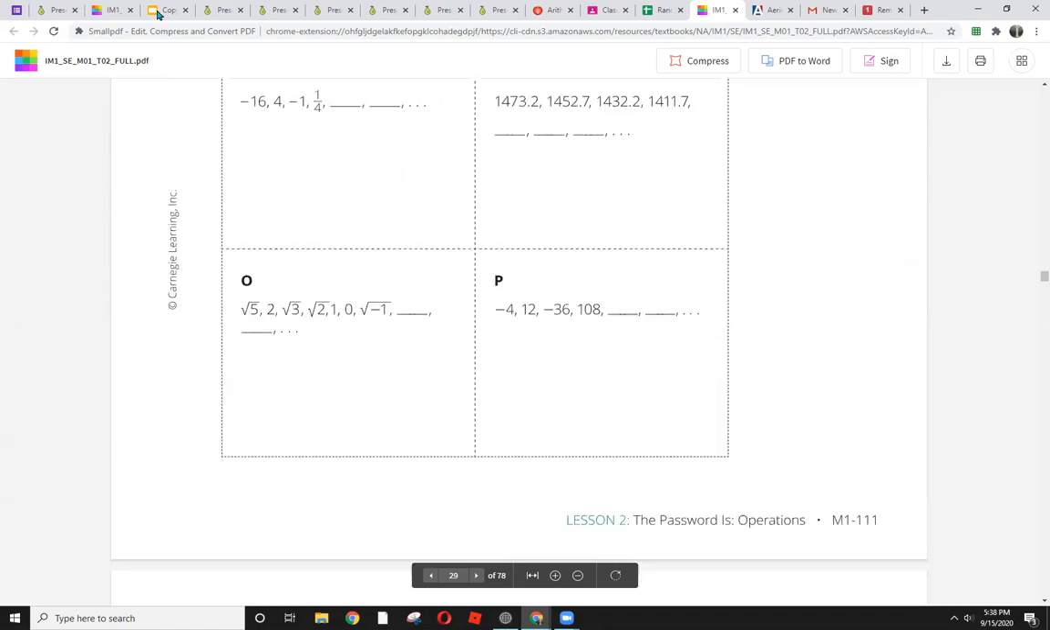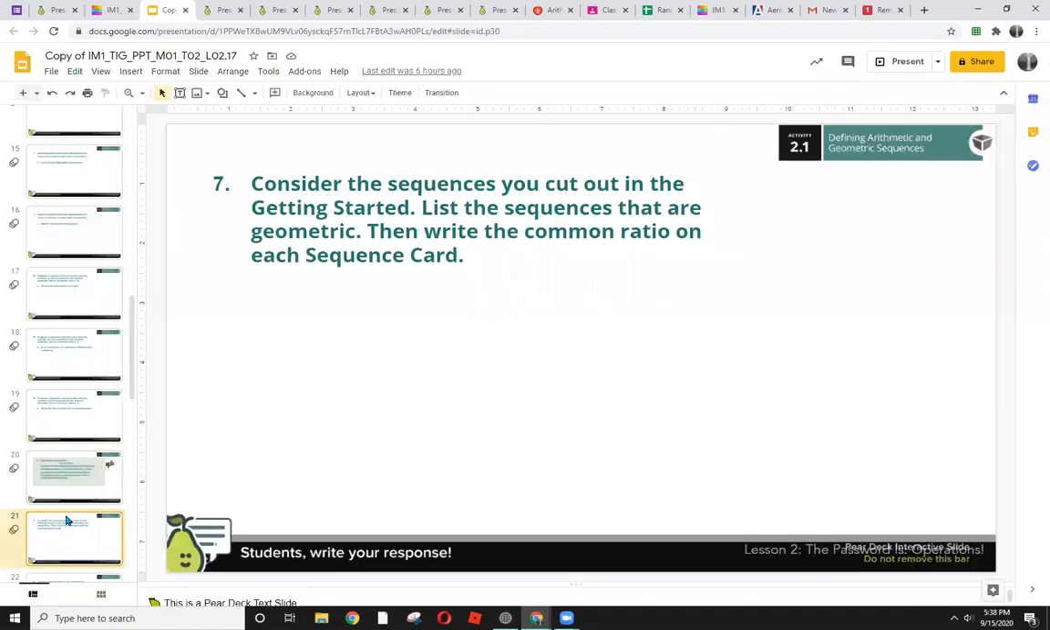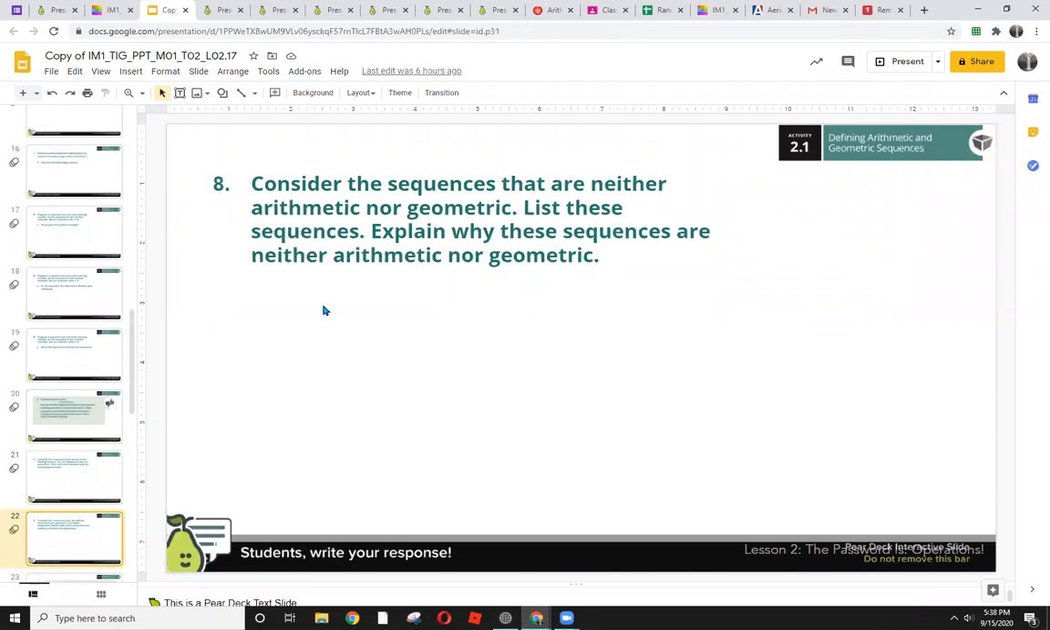Okay, and I think I answered the next question also. Consider the squares that are neither arithmetic nor geometric. List the sequences and explain why these sequences are neither arithmetic nor geometric. You can say for the ones that are neither, you're adding, but not by the same term, so not by a constant term. Or if you're multiplying, I don't think there was one where we multiply by a different number. Or the other one just had no pattern where you added. It was just a random sequence.